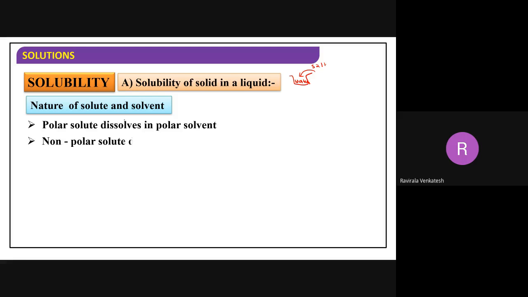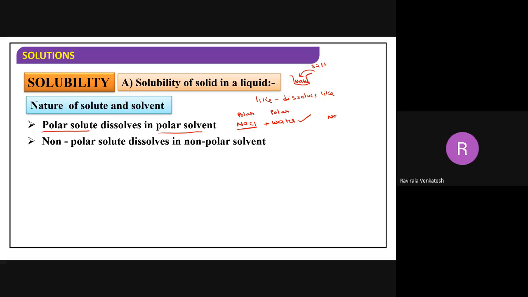First of all, we'll see like dissolves like. In chemistry, we always say like dissolves like. That means polar will dissolve in polar, non-polar will dissolve in non-polar. Polar solute will dissolve in polar solvent. For example, I have taken NaCl and I am dissolving it in water. NaCl is what actually here? Polar. Water also is polar. Now it will be soluble.